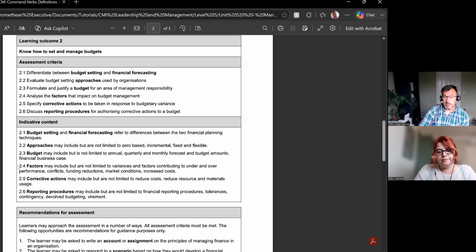2.4 then is to analyze the factors that impact on budget management. Definitions here, first of all, I would possibly have a bit of a definition of what budget management is, what it looks like, tools commonly used. I'd probably start the answer with that. And then again, less is more. You want to select a number of factors that you think impact on budget management perhaps the most, or the most relevant factors for budget management impact.